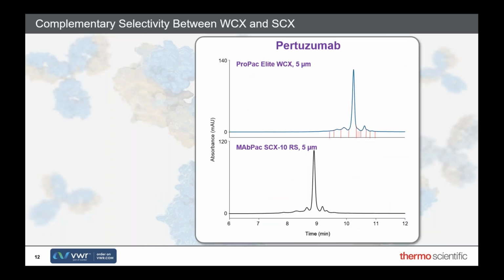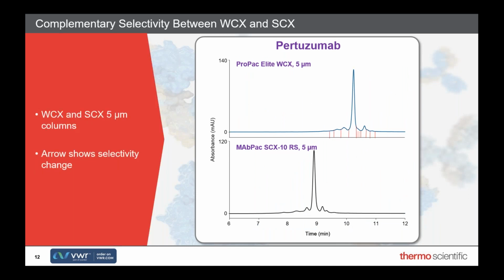And here's an example of that complementary selectivity. On screen, you can see chromatograms of the same biotherapeutic using WCX and SCX 5 micron columns. One is a strong and the other a weak cation exchanger. You can see where the arrow indicates where there has been a selectivity change. And so just to repeat the message that's here, the choice of column to use will depend on which column offers the best selectivity for your protein. And really, there's no substitute for experimentation.